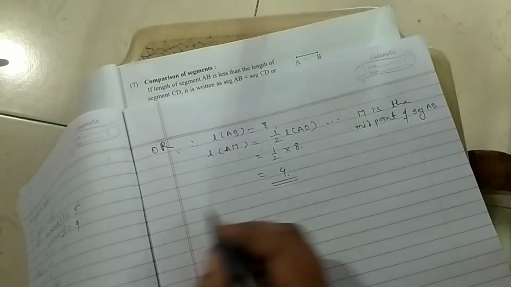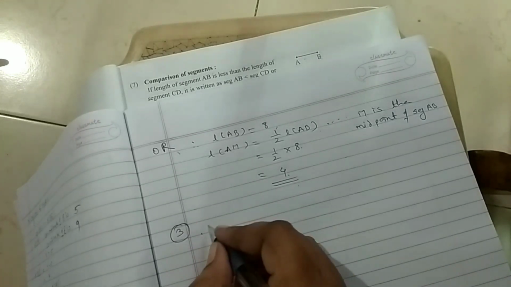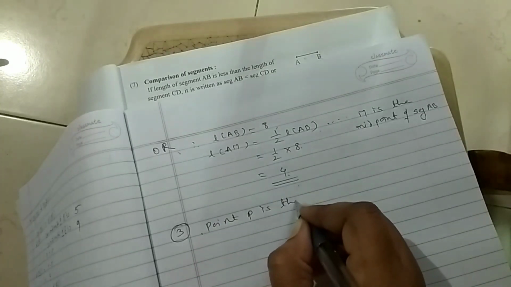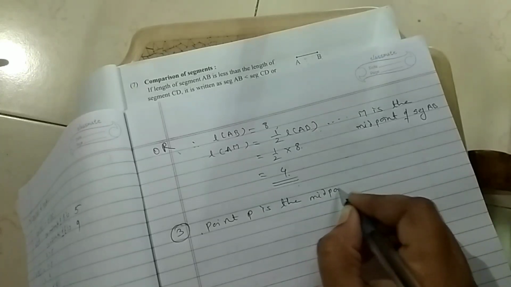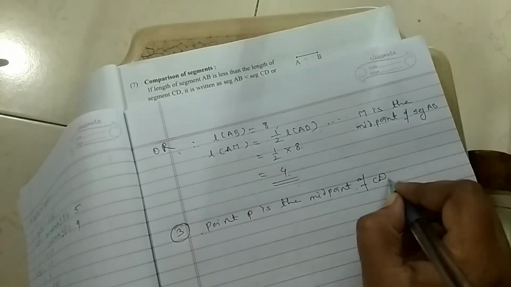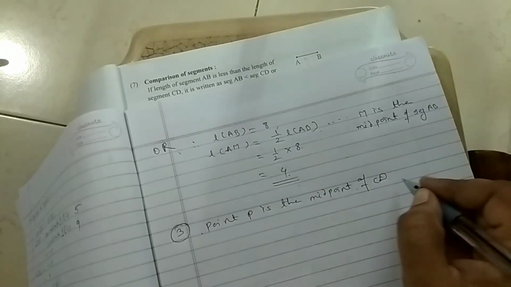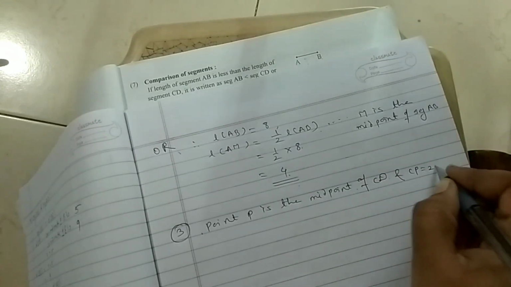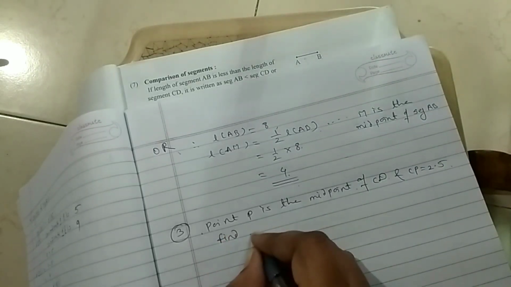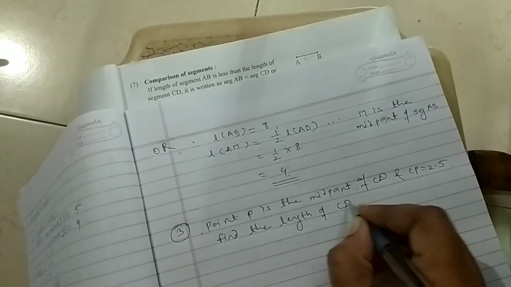Now the third question is there. Point P is the midpoint of CD, and CP is equal to 2.5. Find the length of CD.